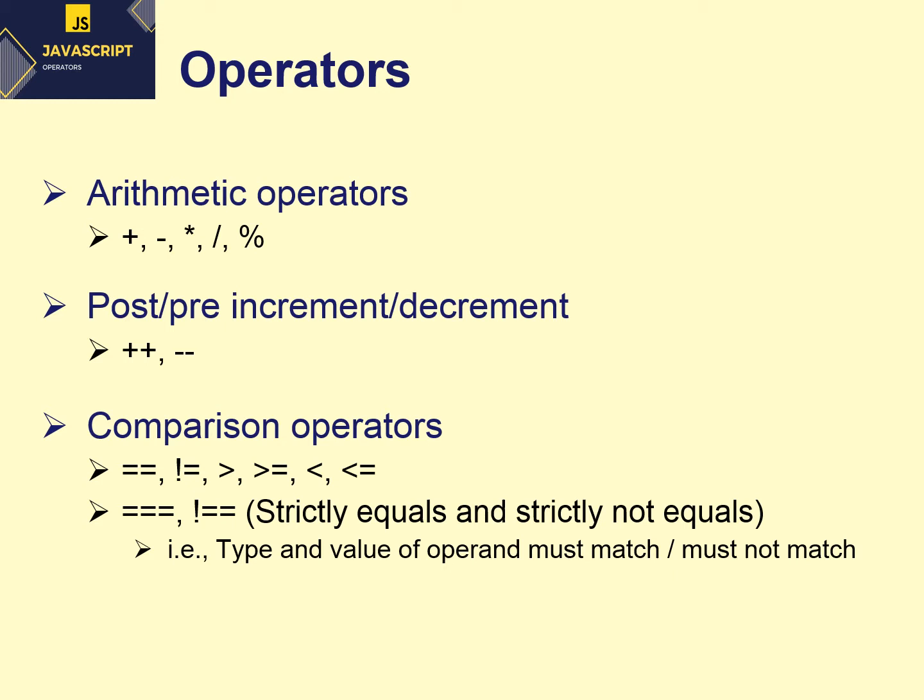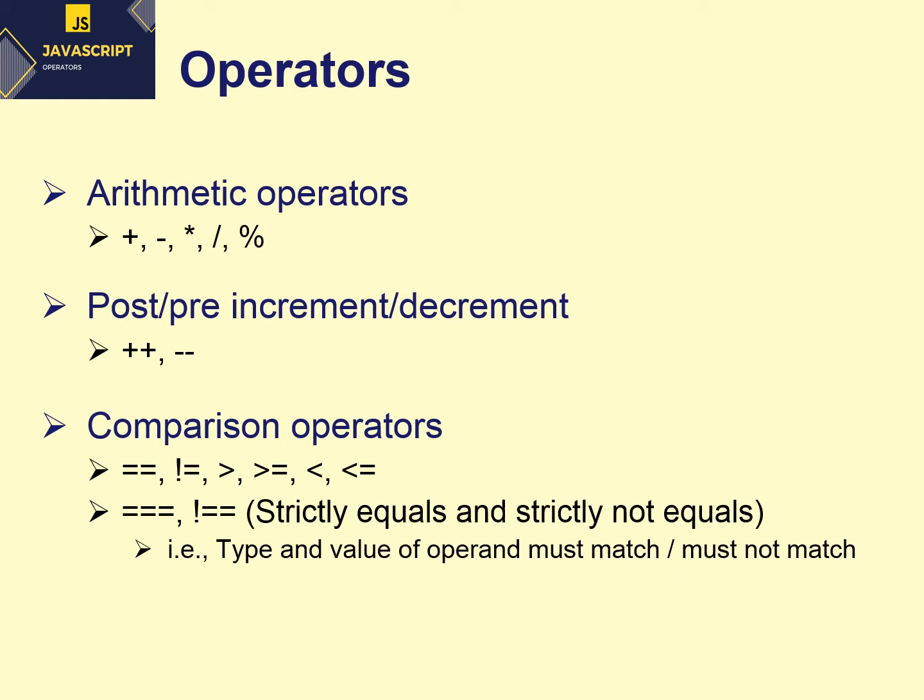Then comparison operators: equal to, not equal to, greater than or equal to, less than or equal to. So in case of comparison operators, equal to is checking the value whether they are equal or not. If they are equal, it will produce a true value. Not equal to is used for checking whether one value is not equal to some other value. Then greater than or equal to, less than or equal to operators are there.